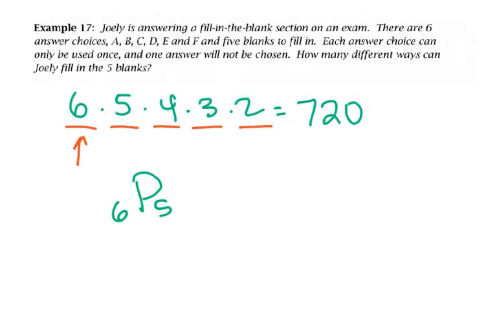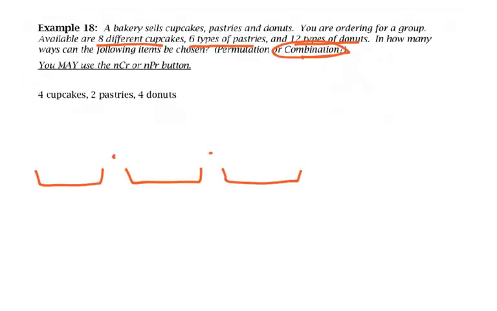It's kind of like back to the test question. You multiply all of the ways that you could choose the first answer, all the ways you could choose the second answer, and so on. So we're going to do that. So to choose the 4 cupcakes, we have 8 cupcakes, and we're going to choose with combinations 4 of them. And then we're going to have 6 types of pastries. We're going to pick 2. And we have 12 donuts, and we are going to pick 4.